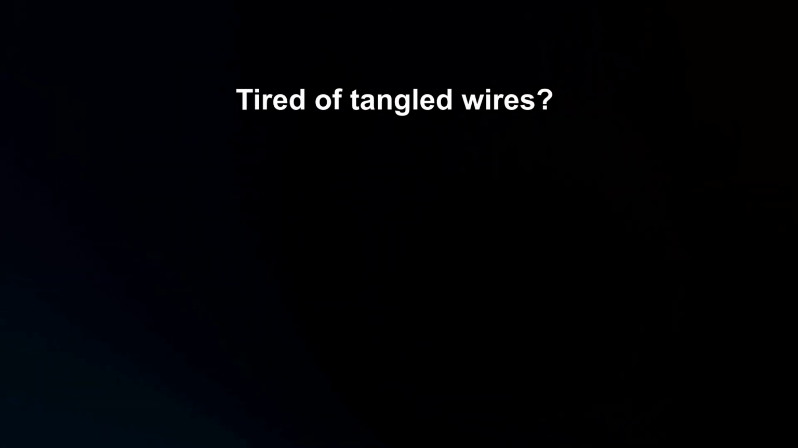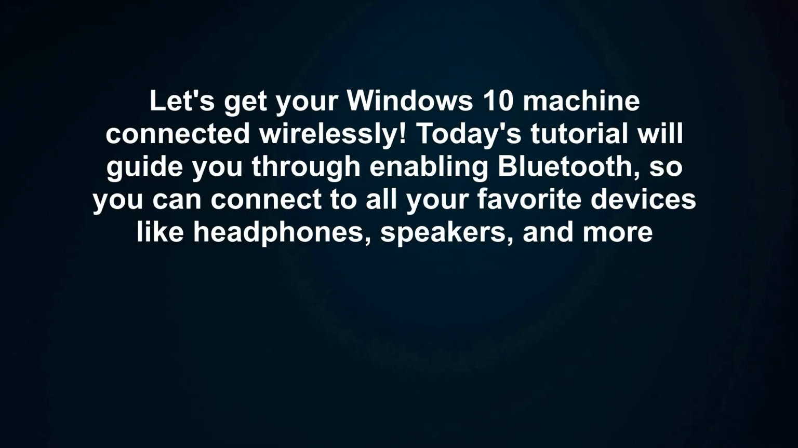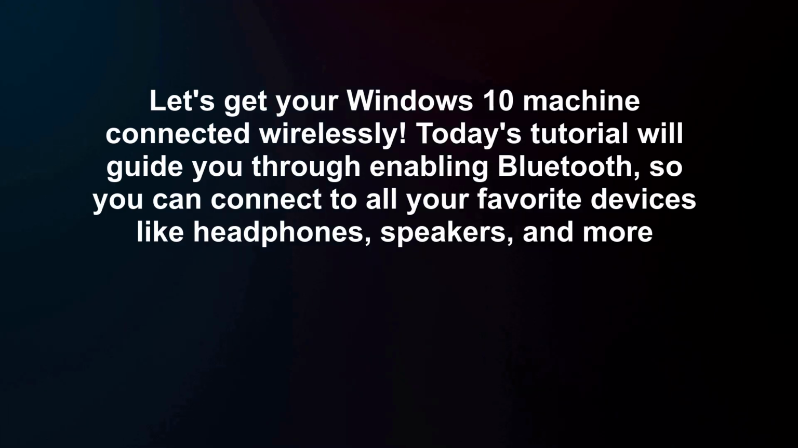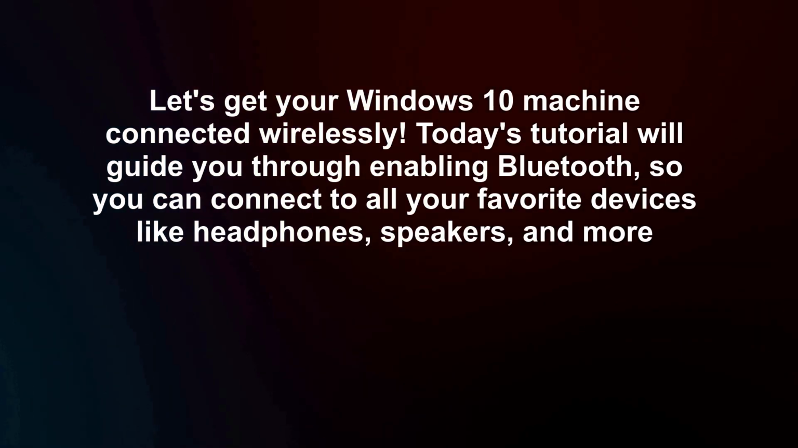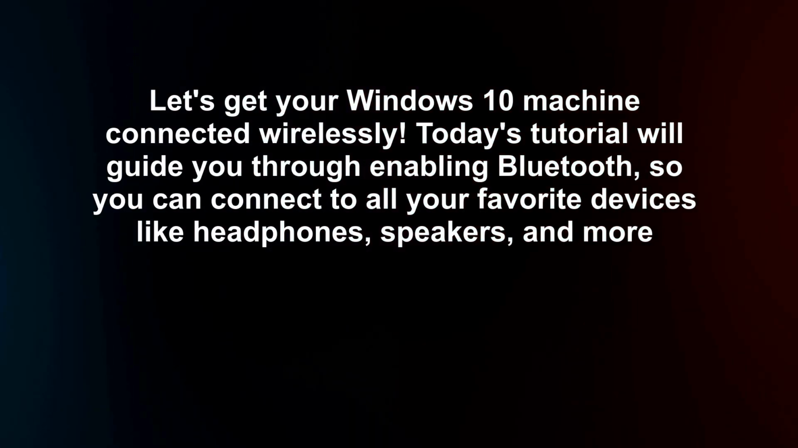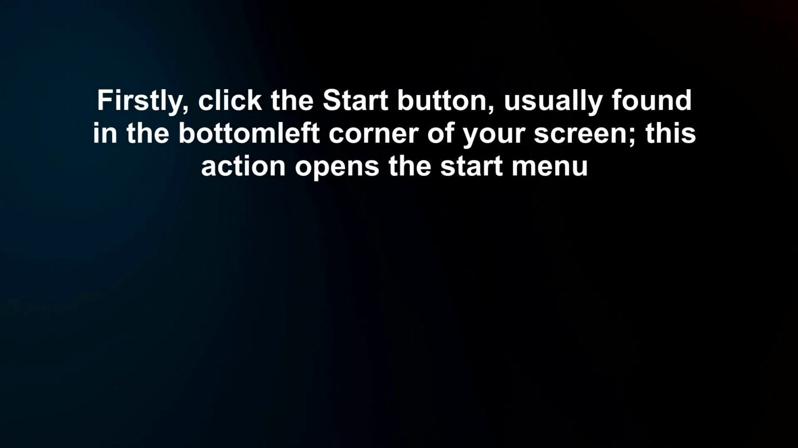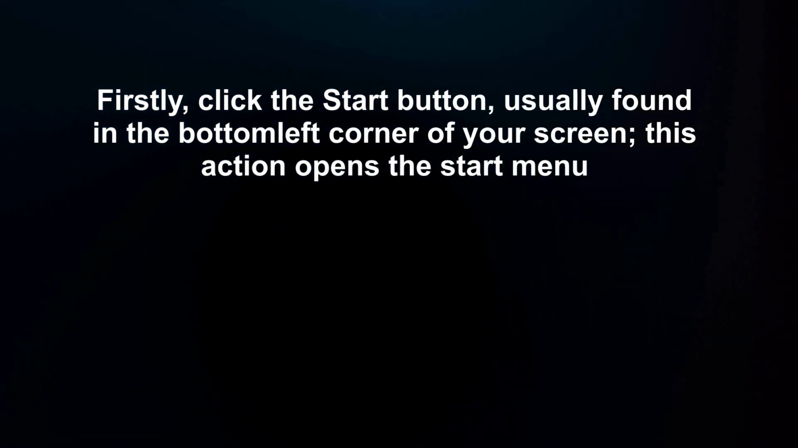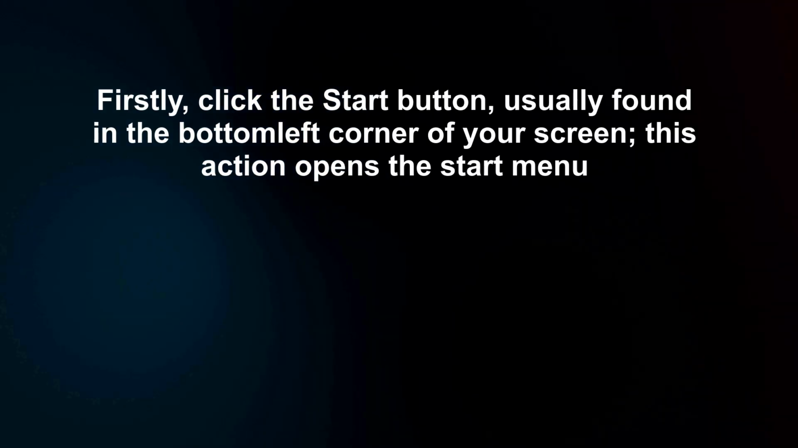Tired of tangled wires? Let's get your Windows 10 machine connected wirelessly. Today's tutorial will guide you through enabling Bluetooth, so you can connect to all your favorite devices like headphones, speakers, and more. Firstly, click the Start button, usually found in the bottom left corner of your screen.